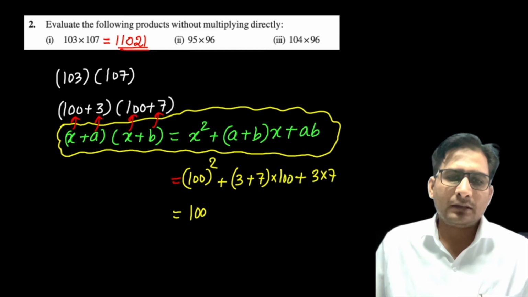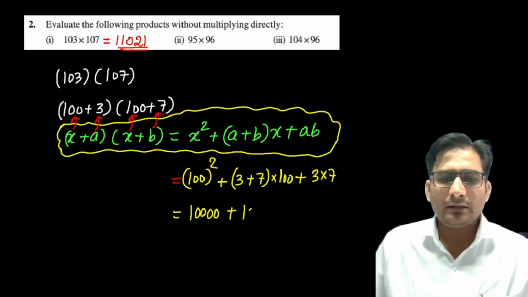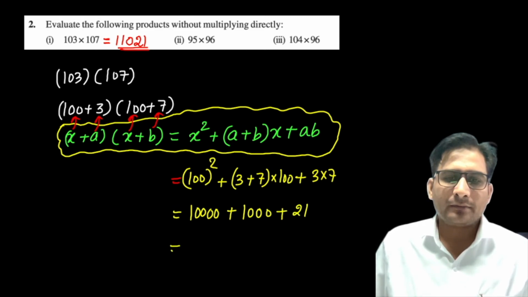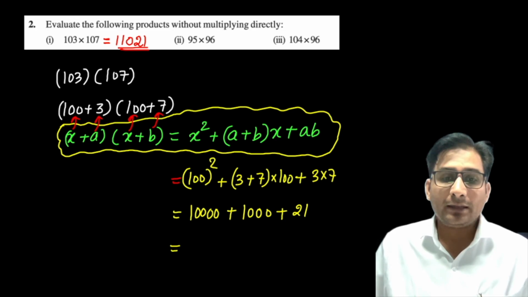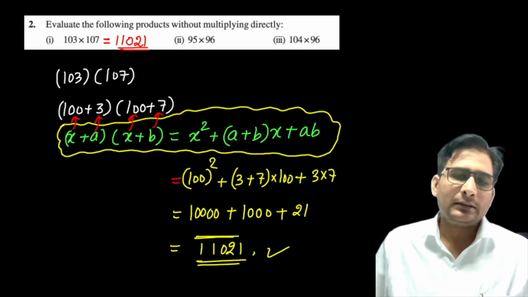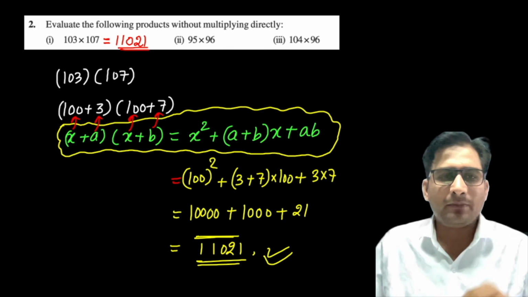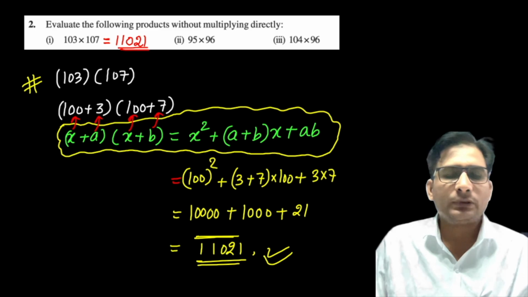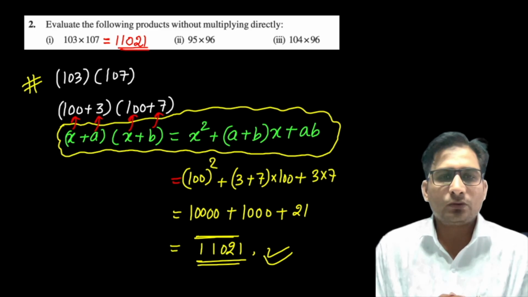It comes out to be 100 squared, which is 10000, plus 7 plus 3 is 10, so 100 times 10 is 1000, plus 7 times 3 is 21. So it can be written as 11021, this one. So this is the answer in this case. Like this we can simplify it; this is the procedure you have to follow in your exam to solve this type of question, right?